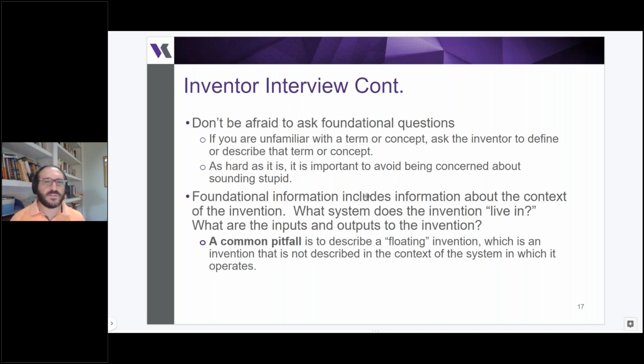And again, asking stupid questions, asking foundational questions includes information about the context of the invention. So what system does the invention live in? What are the inputs and outputs to the invention? Some things that aren't listed here include, a lot of the time you'll get a modification of a well-known technique as the invention. The invention is a new small feature that's applied to a known technique. You want to understand that known technique. So that's another thing to discuss in the invention disclosure meeting.